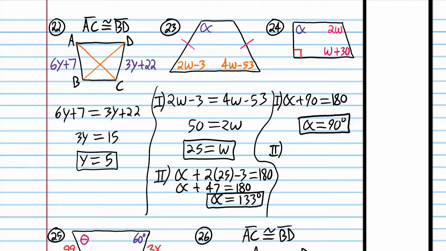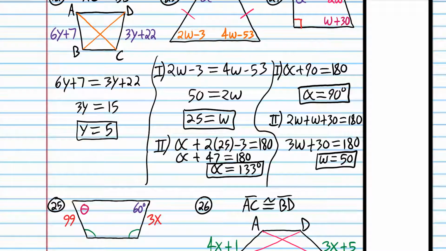And the other angles, these two are non-base pairs, so they're supplementary. So 2w plus w plus 30 must be equal to 180. 2w plus w is 3w. And subtract 30, divide by 3, we get 50. So w is equal to 50. I just skipped ahead there because we're running out of room. So if you got that answer, good job.